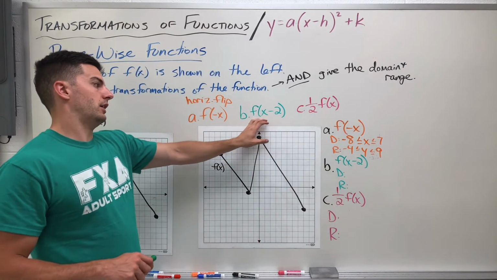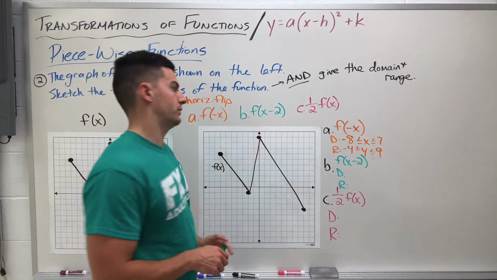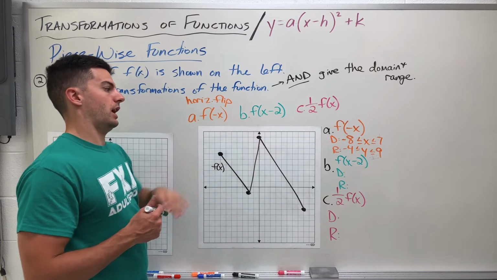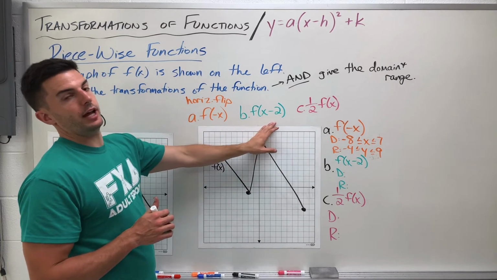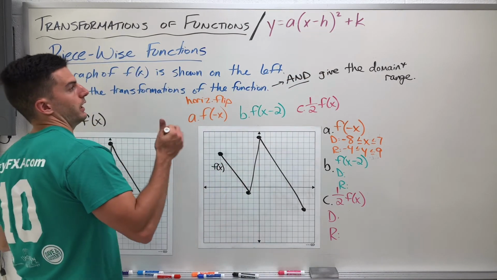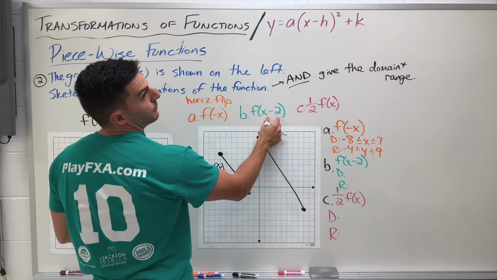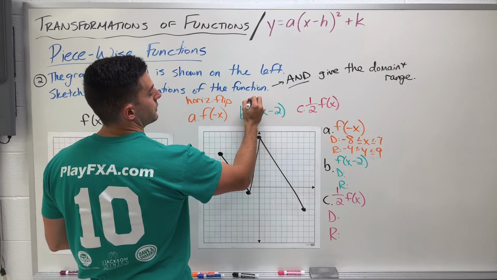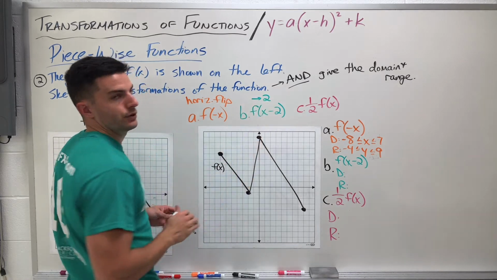All right, letter B, f of x minus 2, okay? A little bit easier of a transformation for this one, right? We have an x and we have a value in the parentheses with an x, so that is going to be a horizontal shift, and it's -2 in here, so that means I'm moving this shape right 2, okay?